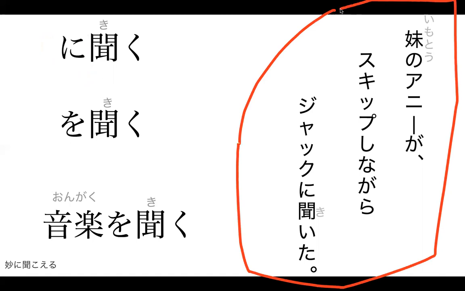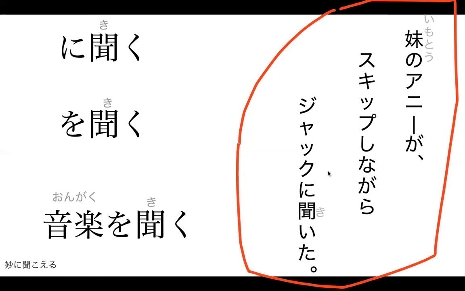Imoto ni ga. Sorry, no. What is that two lines? It's ni, right? Yes. So ani. Long ni. Ani. Imoto ani ga. Well, what happened to the particle? Imoto no ani. Oh, I completely missed it. Imoto no ani ga. Skip. Shinagara. Okay.